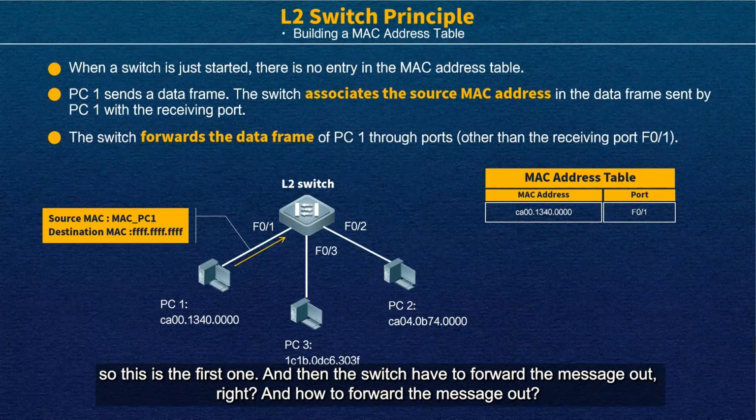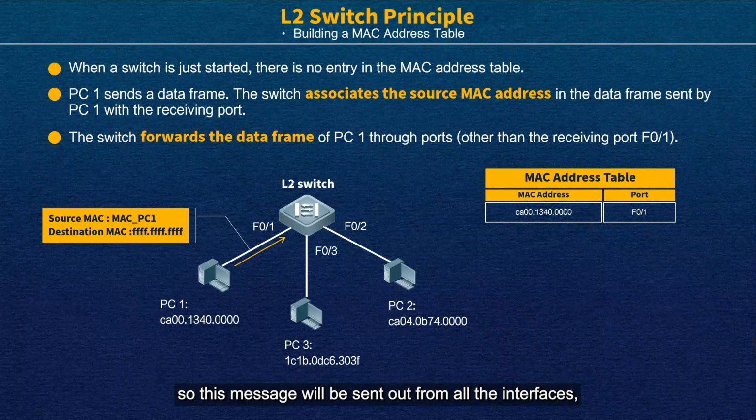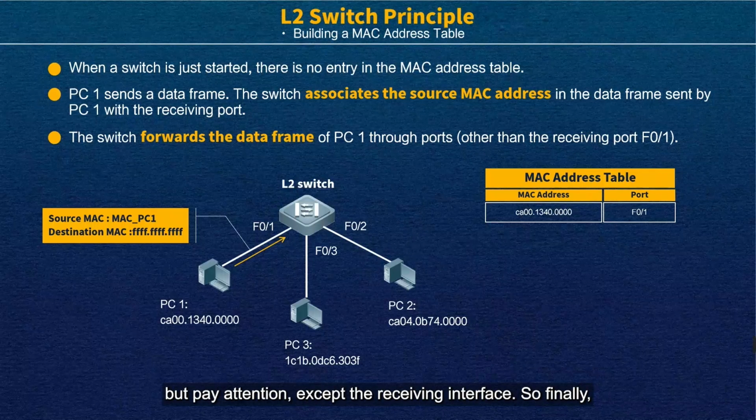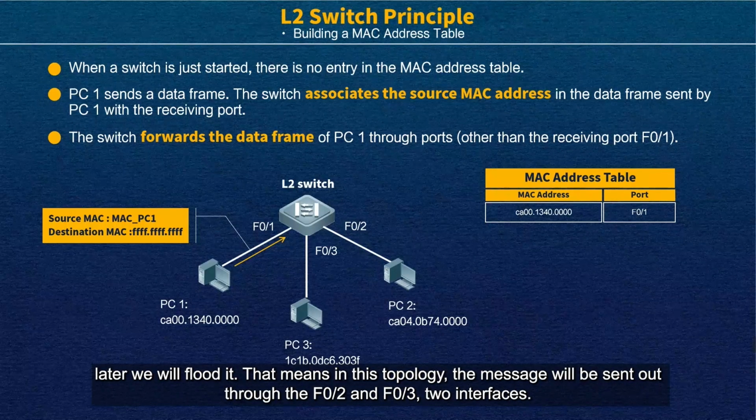And then the switch has to forward the message out, right? And how to forward the message out? Because the destination MAC address is special, FF, it means this is a broadcast message. So this message will be sent out to all the interfaces, but pay attention, except the receiving interface. So when the L2 switch records the source MAC address information to the MAC address table, later we will flood it. That means in this topology, the message will be sent out through the F0/2 and F0/3 interfaces.